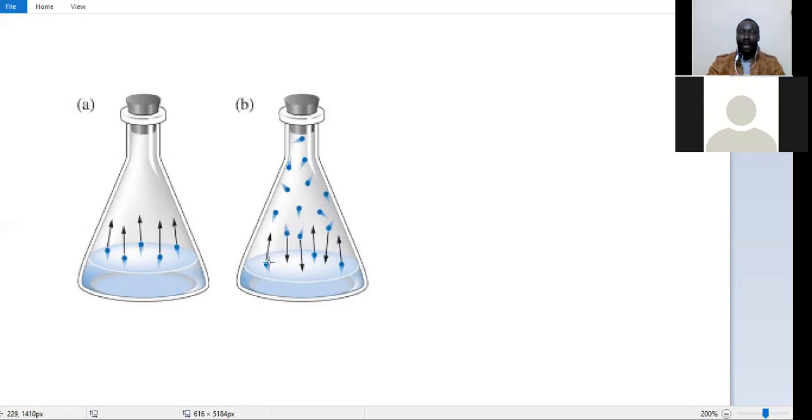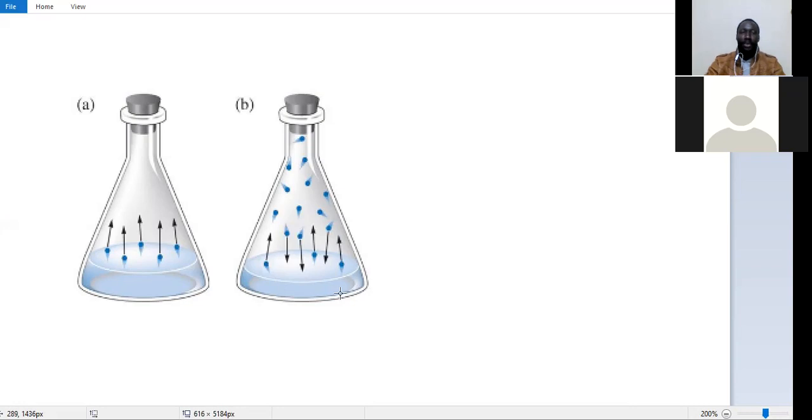Obviously, evaporation is still happening. Well, evaporation is still continuing, but condensation is also continuing. So for example, if 5 moles or 5 molecules evaporate, then 5 immediately condense. That is what it means. The number evaporating equals the number condensing. That gives us the definition of chemical equilibrium.